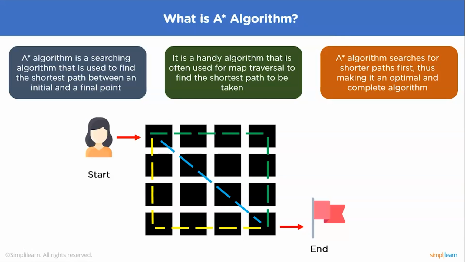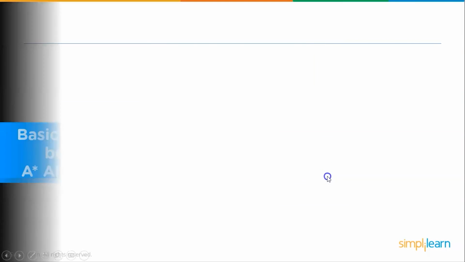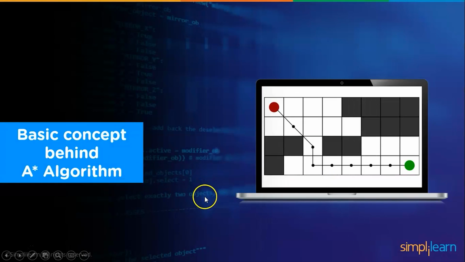A-star was initially designed as a graph traversal problem to help build a robot that can find its own course. And because of this, it still remains a widely popular algorithm for graph traversal. Now, let's take a look at the basic concept behind the A-star algorithm.